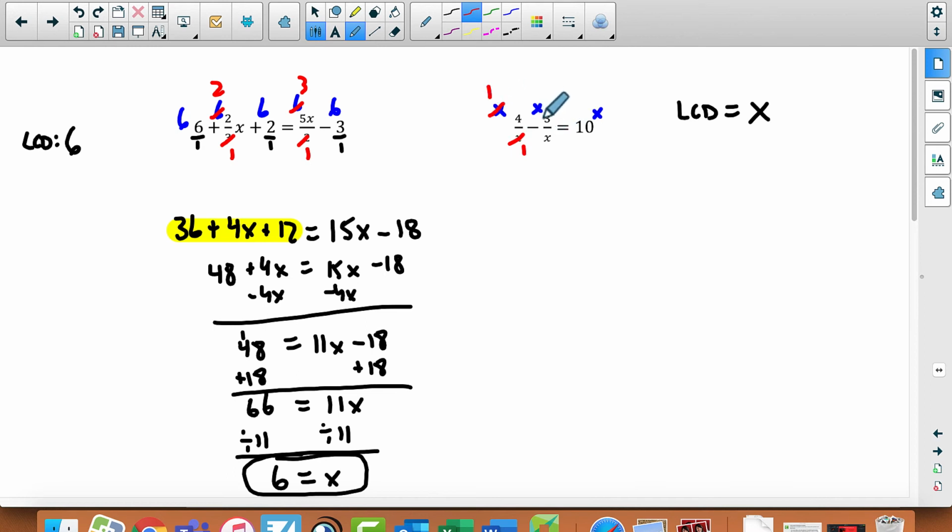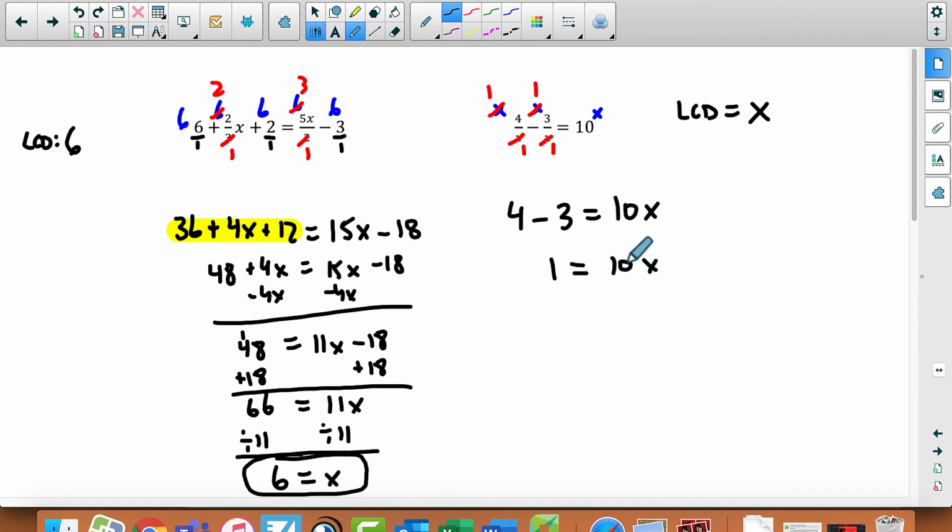Same here. X on the top, x on the bottom, divide them both by x. X divided by x is 1, x divided by x is 1. Nothing you could do over here. Okay, we're ready to multiply. You have 1 times 4, which is 4, minus 1 times 3, which is 3, equals 10 times x is 10x. Combine like terms? Absolutely. On this side, 4 minus 3 is 1, equals 10x.